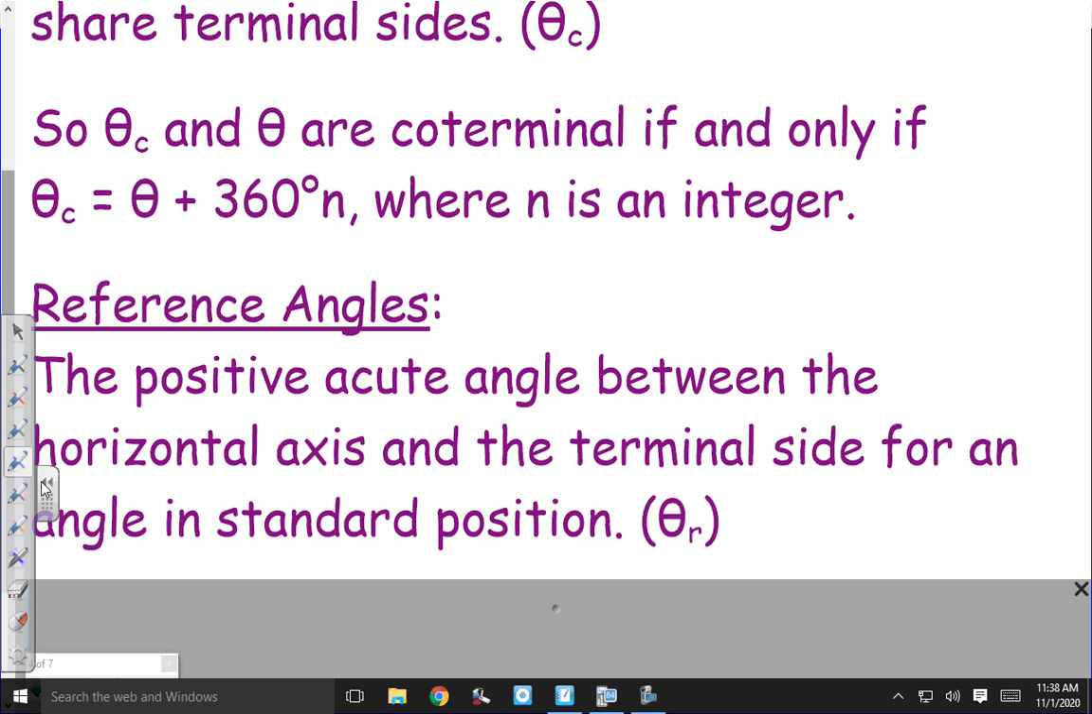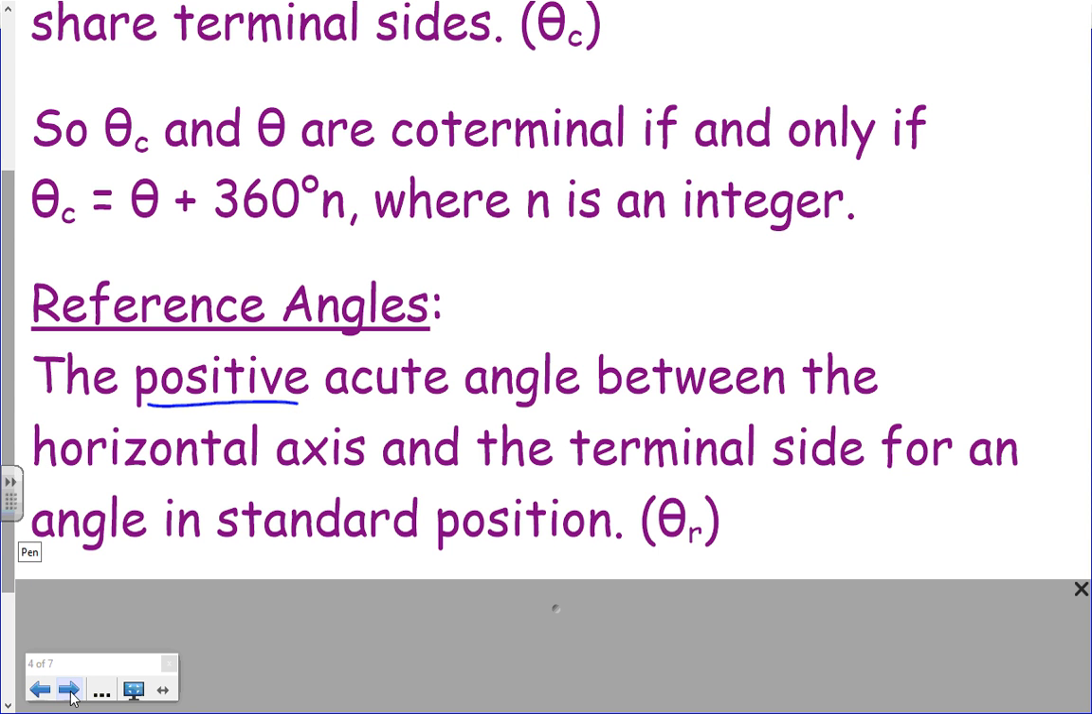Now, there's a lot going on when you look at this definition. First of all, they say that it's a positive angle. Being a positive angle tells you the direction it has. If it's an angle in standard position, then it's got to be measured in a counterclockwise direction. They also tell you that this is an acute angle. So that means the angle's got to be somewhere between 0 and 90 degrees. Not equal to 0, not equal to 90, somewhere in between. And then the last piece is that they tell you it's between the horizontal axis and the terminal side.